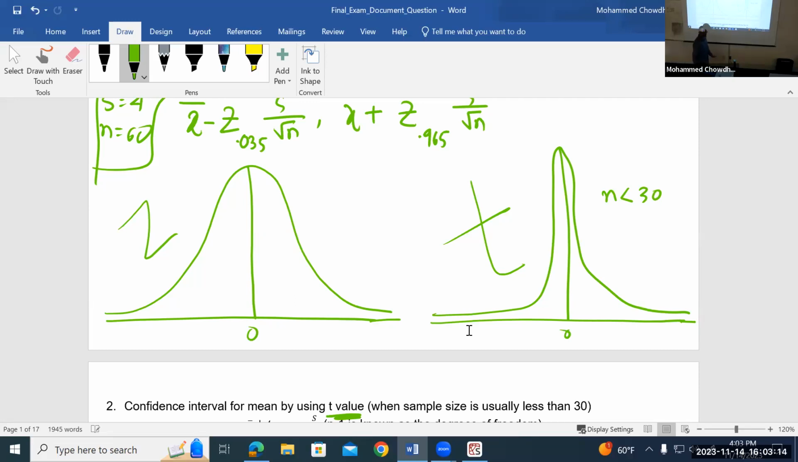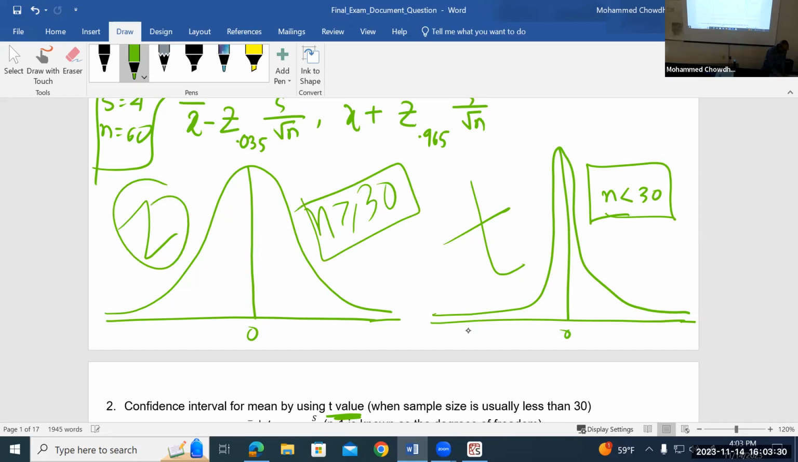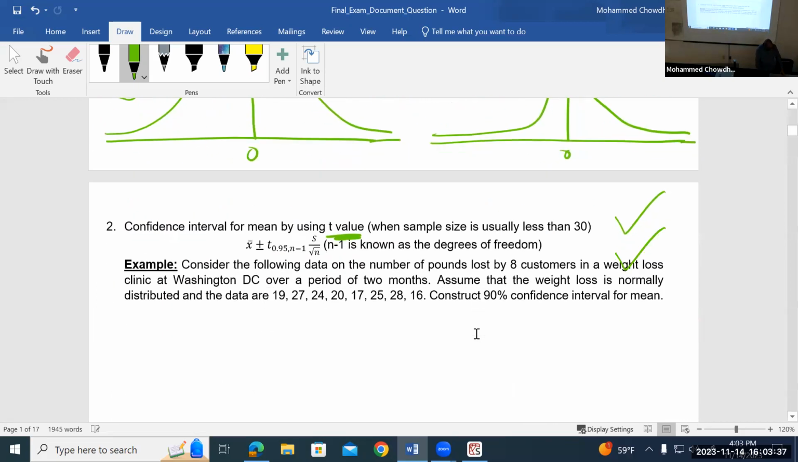Clear, right? In your exam, when you read the question, pay attention to the size of the sample, whether n is greater than 30 or n is less than 30. If greater than 30, use the Z. If less than 30, use the T. Clear, right? Okay, now let me read the question.